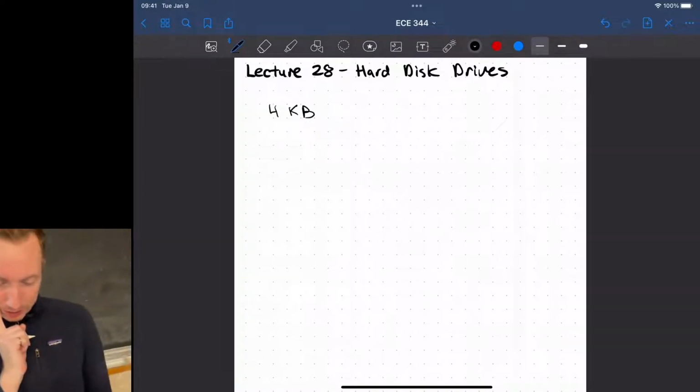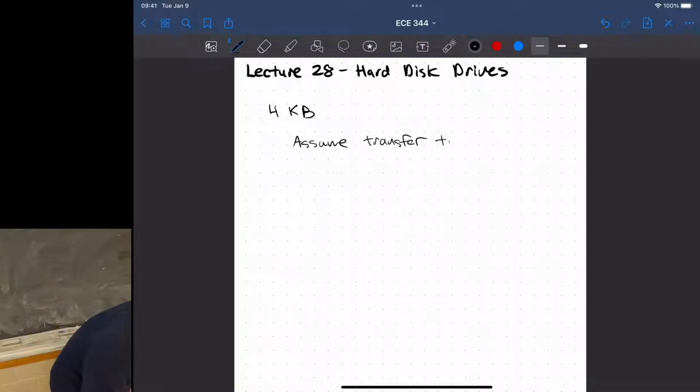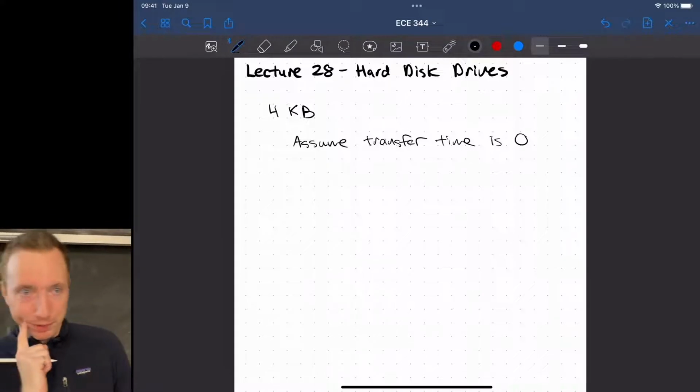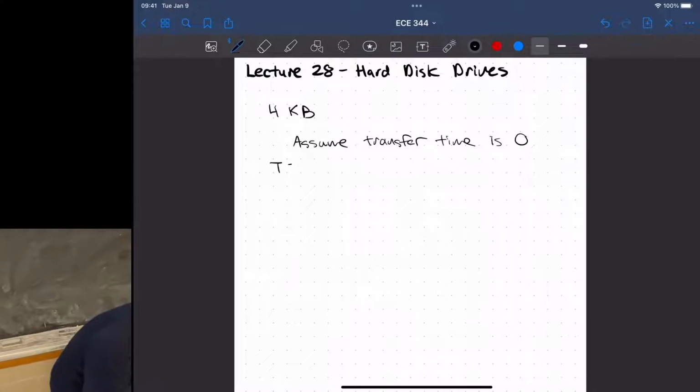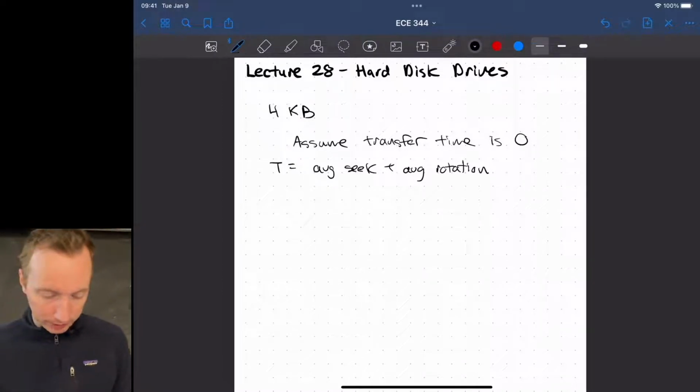So for the 4 kilobyte read, we can just go ahead and assume we won't even bother. We'll just assume that we can read that 4 kilobytes instantly. So our total T is then going to be equal to average seek time plus average rotation, and then that's it. So we're just going to assume that the whole transfer time is instant.